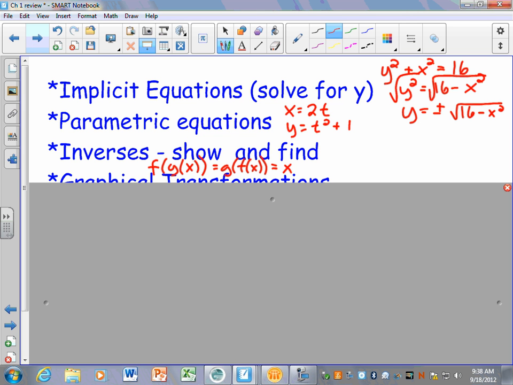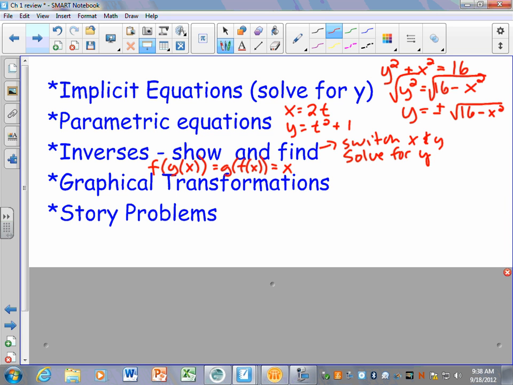And find inverses. I could give you an equation and say find its inverse. And remember, you just switch the x and the y and solve back for y. Probably not just linear. We did some with squares, square roots, quadratics. Oh, that's the same thing. Cubics. Those are my last two things.